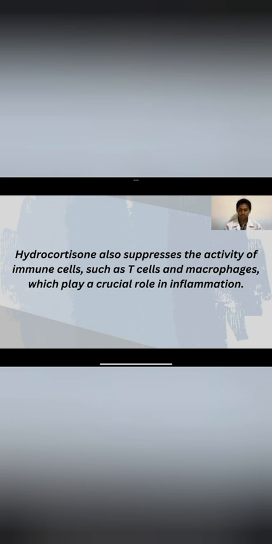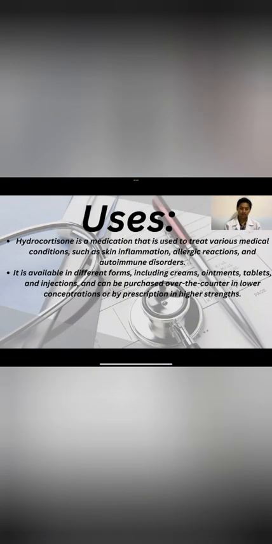Hydrocortisone also suppresses the activity of immune cells such as T cells and macrophages, which play a crucial role in inflammation. So let us discuss the uses of hydrocortisone.